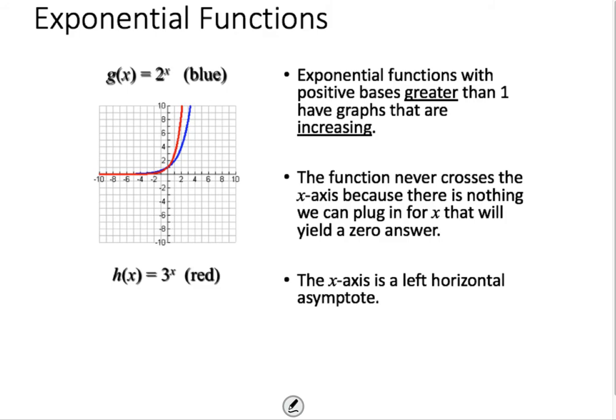Exponential functions with positive bases greater than 1 have graphs that are increasing. So both, we've got 2 and 3 there. They're both increasing. They're both going up as I go from left to right there on the graph. Both of them never cross. This kind of function, exponential functions, will not cross the x-axis. And then the x-axis ends up being the left horizontal asymptote with an increasing graph like that.